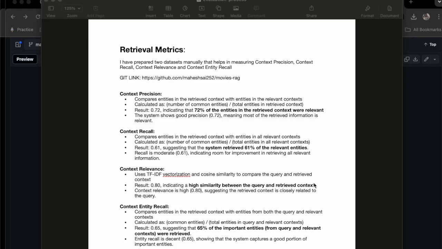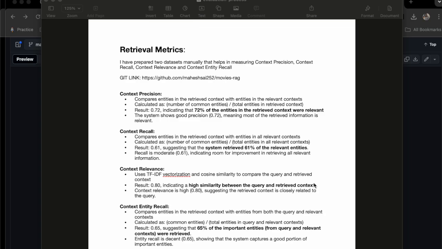Hi everyone. In this assignment, we will be evaluating the RAG that we built over the last assignment, which is our movies RAG. Our movies RAG retrieves the information about movies based on the user question and provides the recommendations.